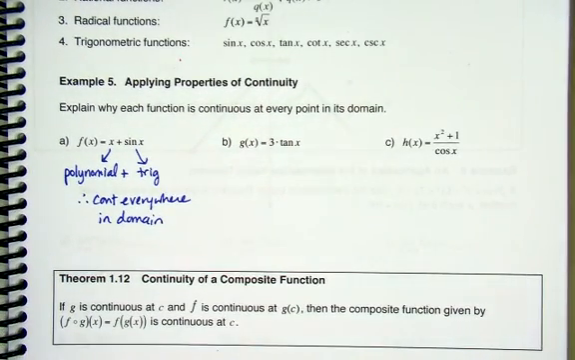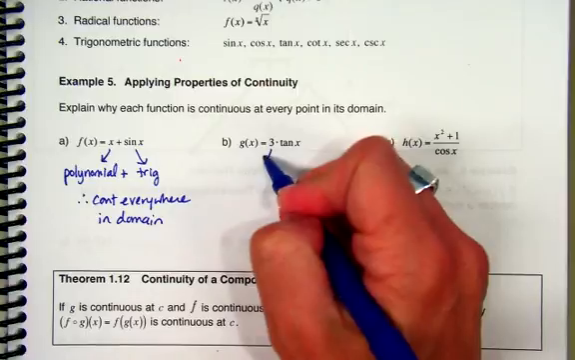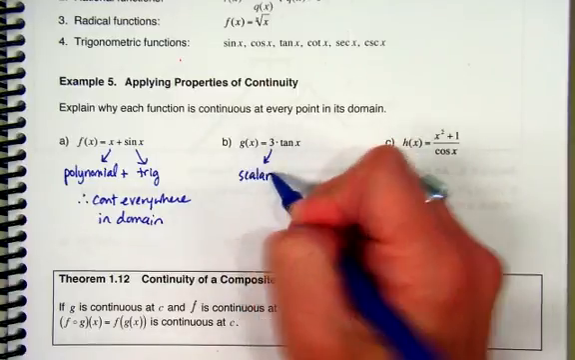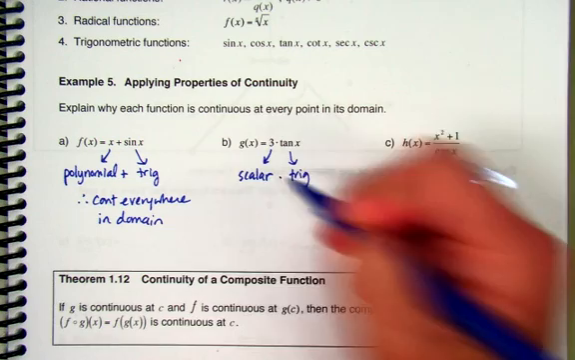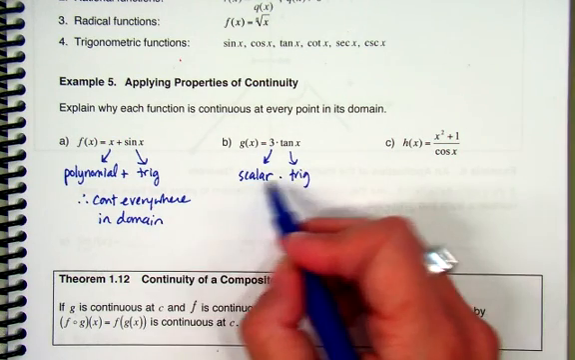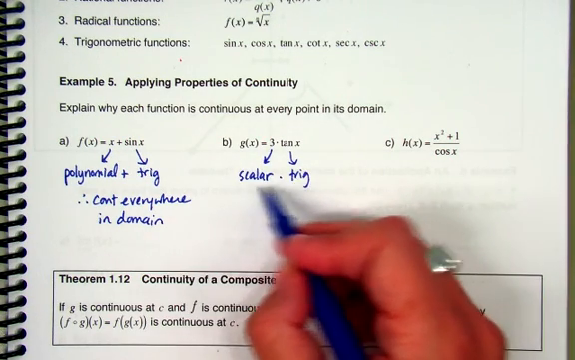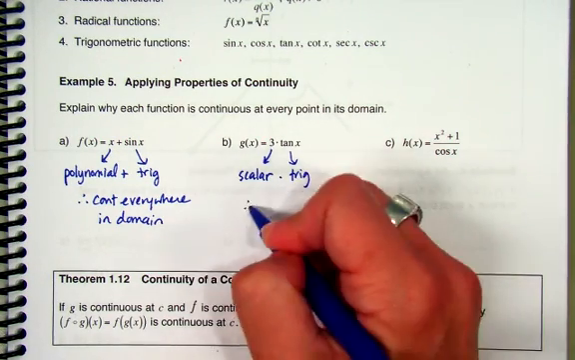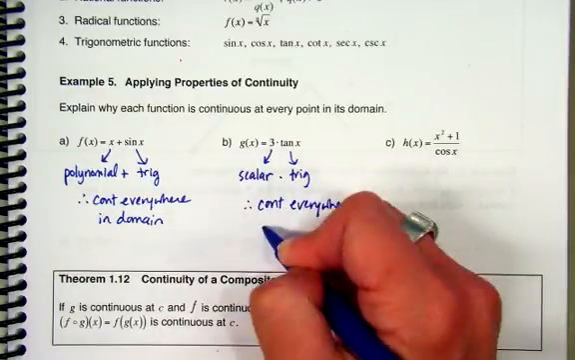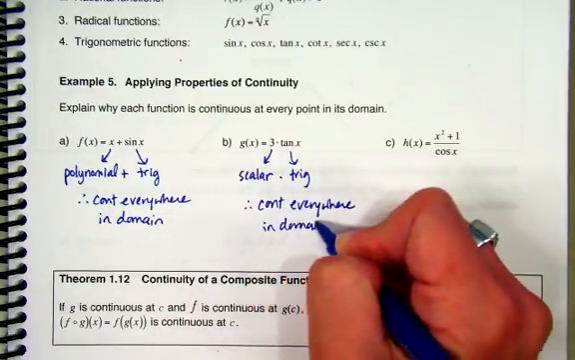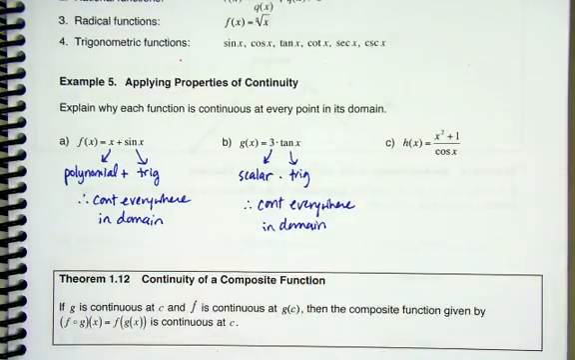Same idea with this next one, right? You have a scalar. Scalar, you guys, it's just a number times a trig function. So you have a product of a scalar and a trig function, and therefore, again, it'd be continuous everywhere in its domain. Now this one, because it's a tan function, you are going to have asymptotes, so your pi over 2's, right? So it would be continuous everywhere except for those asymptotes.